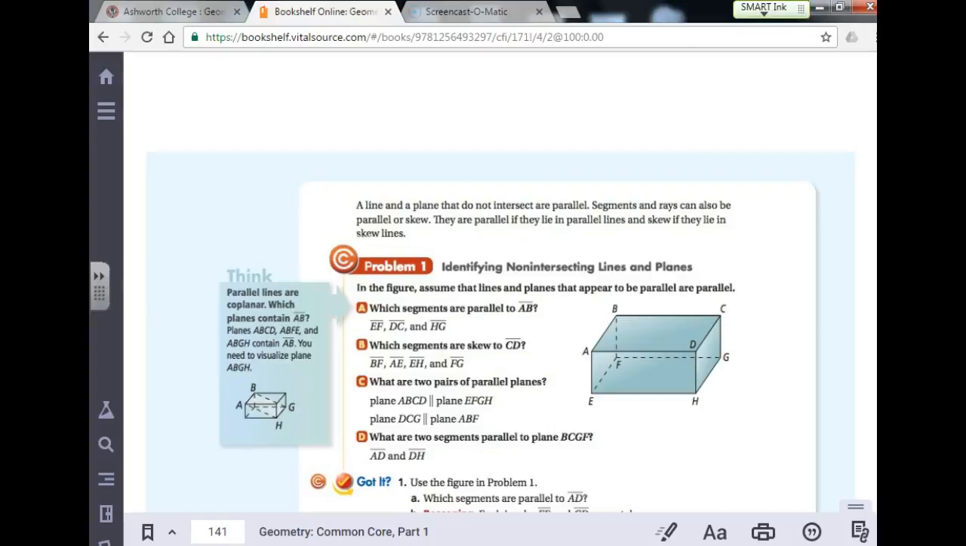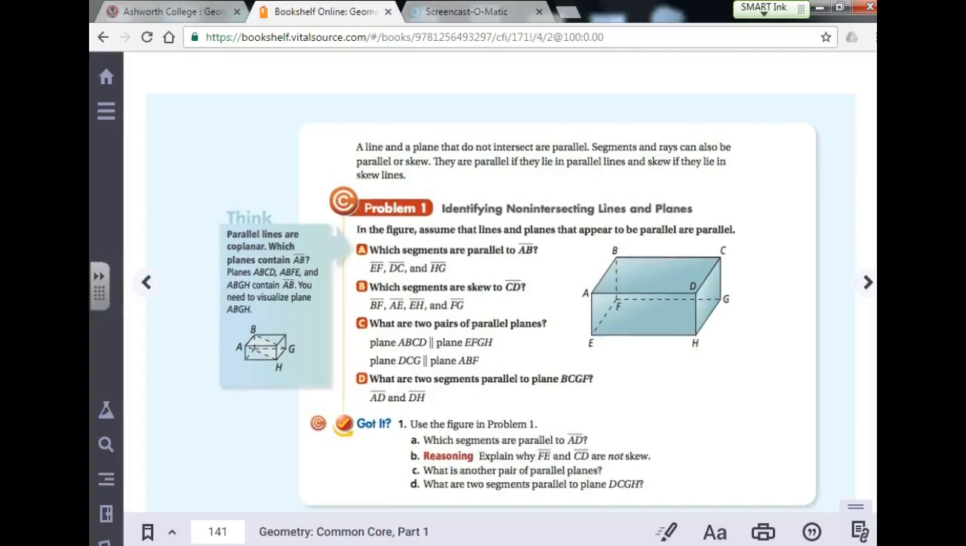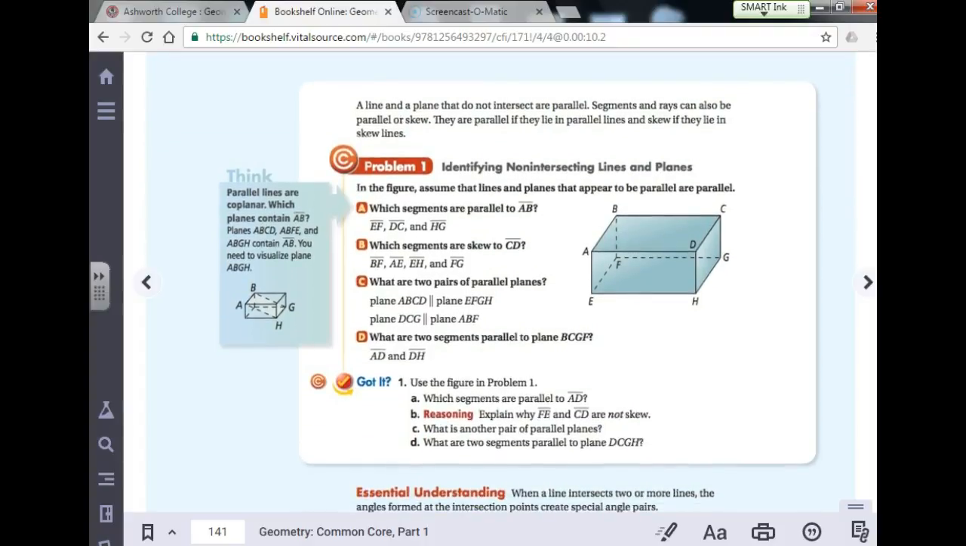Hello, we are looking at your geometry part 1. This is a new chapter. This is chapter 3, section 1. It's talking about lines and angles. And as we explore through lines and angles, I want us to look at problem 1, which is on page 141 in your textbook. This is just simply identifying non-intersecting lines and planes.